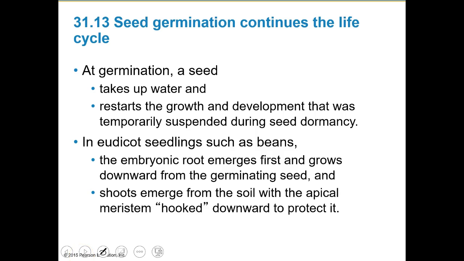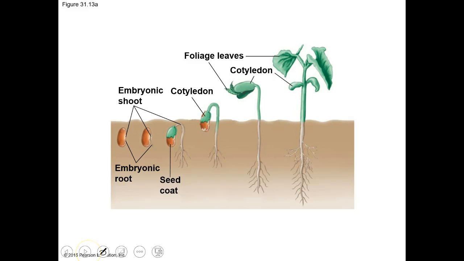At germination, a seed takes up water and then restarts the growth and development temporarily suspended while in dormancy. In eudicot seeds like beans, the embryonic root emerges first. So the root emerges first and grows downward, and then the shoots emerge from the soil and it's kind of hooked downward to protect it. So sort of what that looks like.